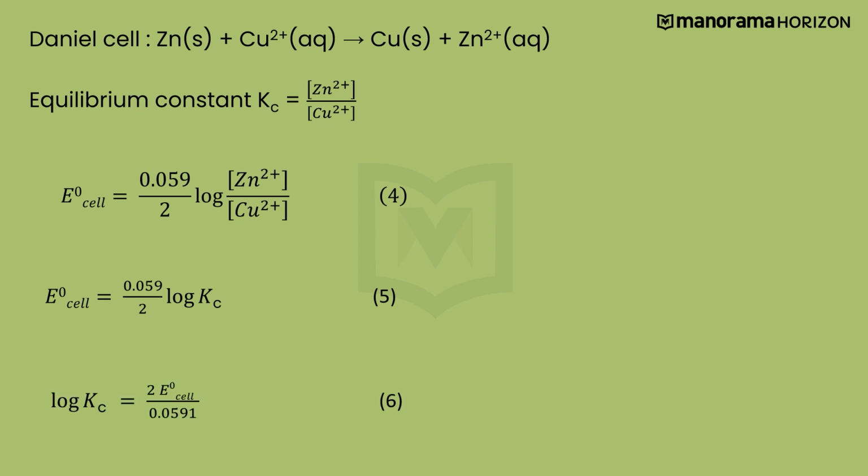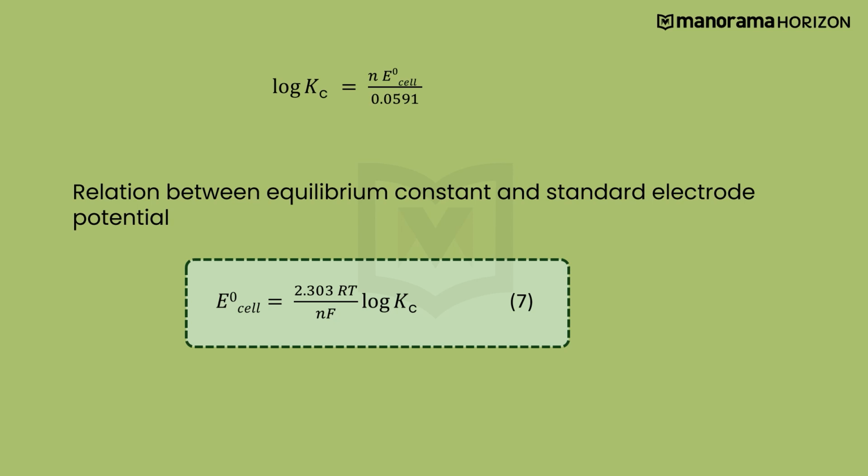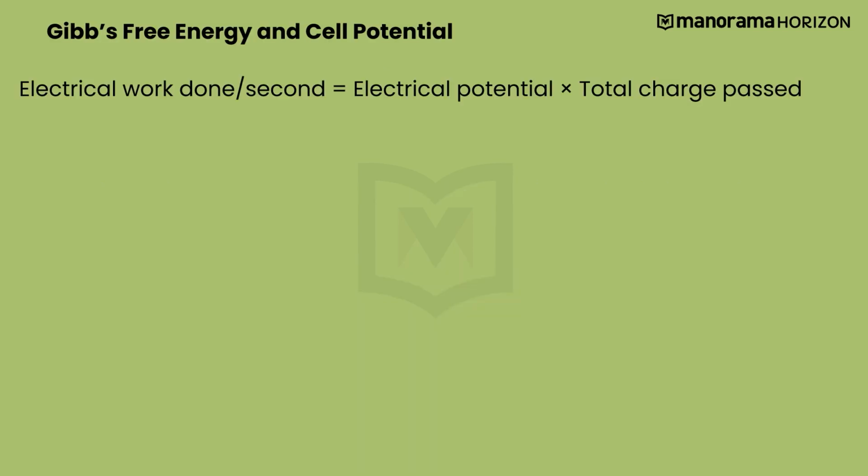By rearranging this equation, we get log Kc equal to 2 E0 cell divided by 0.059. In general, we may write log Kc is equal to N E0 cell divided by 0.0591. Thus, equation 7 gives the relationship between the equilibrium constant of a reaction and the standard potential of the cell in which that reaction takes place. That is, E0 cell equal to 2.303 RT divided by NF log Kc. For those reactions where equilibrium constants are difficult to measure, they can be calculated from their corresponding E0 value. Next, we will look into the relationship between Gibbs free energy and cell potential.